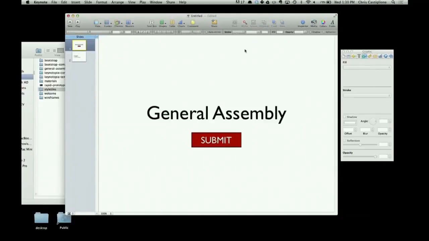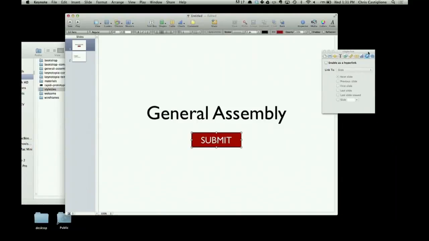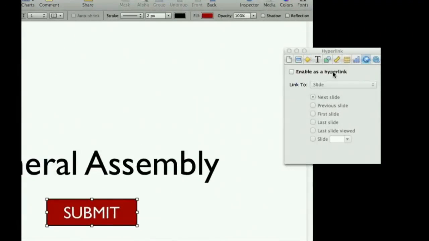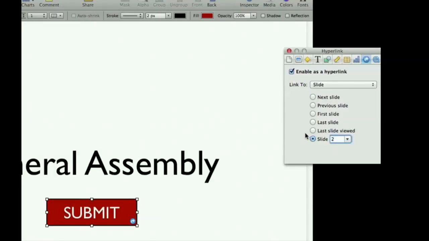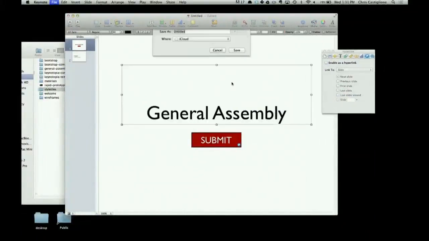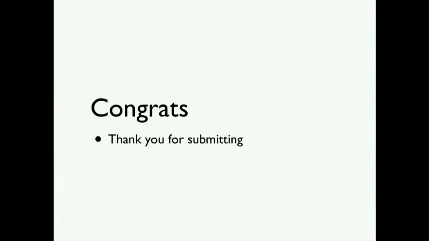And if you don't know already, it's really easy to make items on our page clickable. So I can go to this over here in the inspector and click Enable as Hyperlink. And this allows me to make this a button now. And so I can say, hey, link to slide or an external web page or something else. But slide, if we do slide, you can go slide number 2, right? Come back out. And now when I run my presentation, I can go submit and this can go here, right?